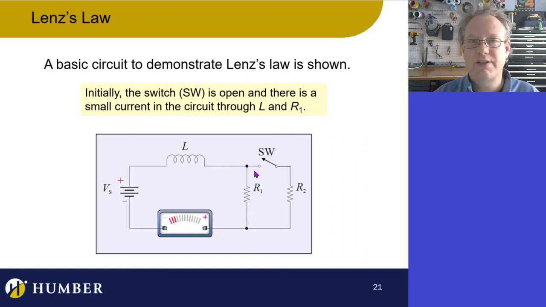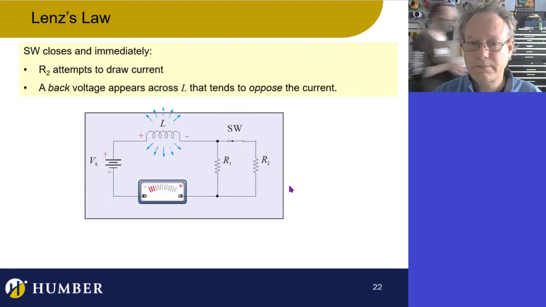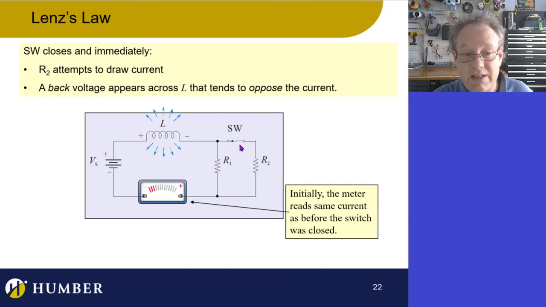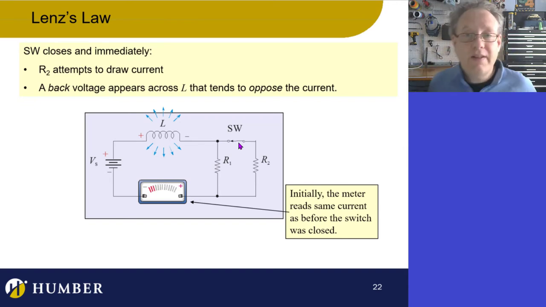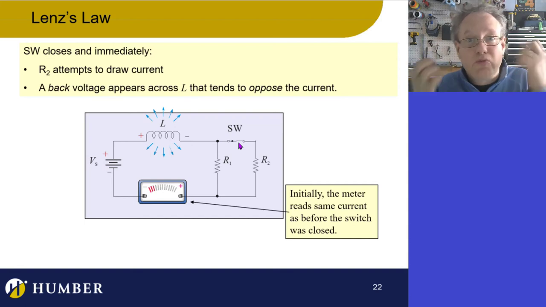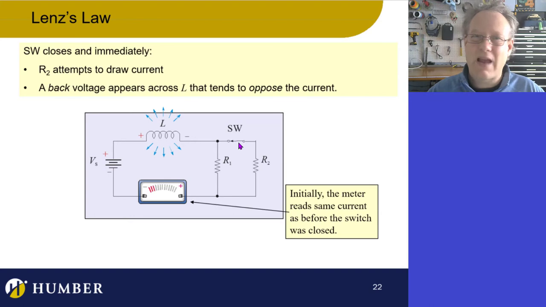Now, when I change this, R2 is going to want to draw more current. At the beginning, R2 attempts to draw more current because I've changed this, but during that process, the magnetic field propagates. That coil is going to create reactance or back EMF, and it's going to say, no, I'm not going to allow this current to go, because it becomes a really high resistor. It has reactance, so there's actually no extra current at all.